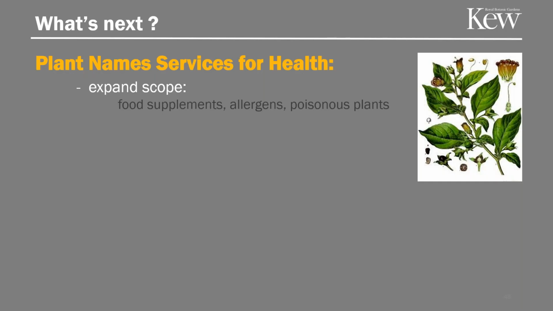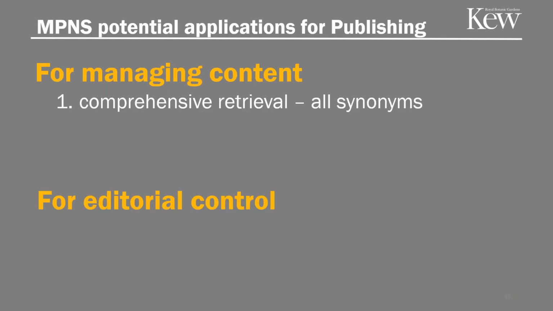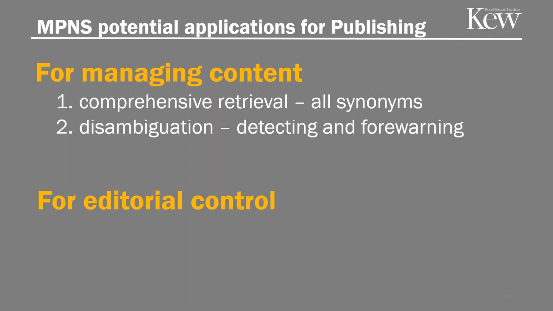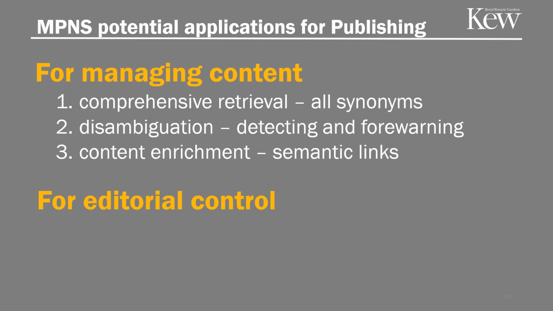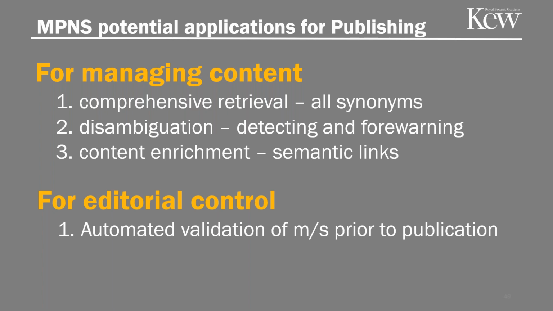We want to expand the scope. We want to improve the digital access. We want to widen our audience, including for publishing. And we envisaged all those years ago, before talking with Bill, I imagined that we could provide comprehensive retrieval by providing synonyms, disambiguation of where an article cites ginseng, we can point to the alternative interpretations, and we can help enrich content with links to maps, images, or whatever, but also to help validate new manuscripts before they are published to ensure that those scientific names used are meaningful.